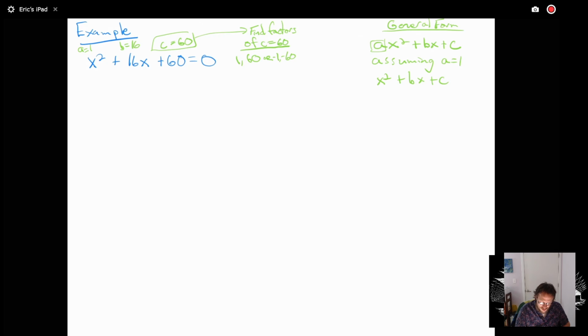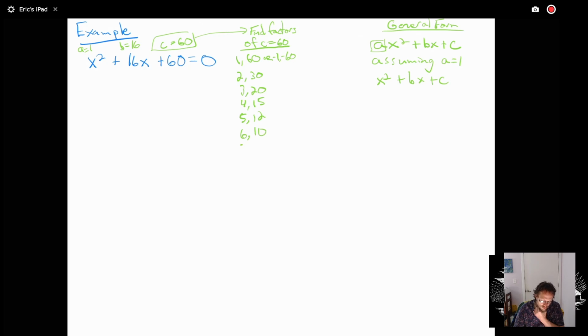Then I go to the next integer up from 1, which is 2, and 2 does go into 60, and I get 2 and 30. 3 is also a factor, 3 and 20. 4 is also a factor, 4 and 15. 5 is a factor, 5 and 12. 6 is a factor, 6 and 10. And all the negatives here, but I'm just going through.